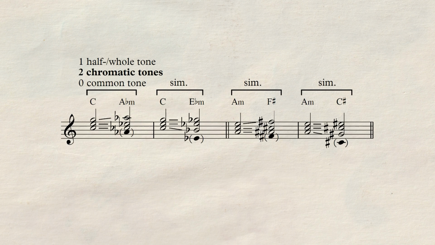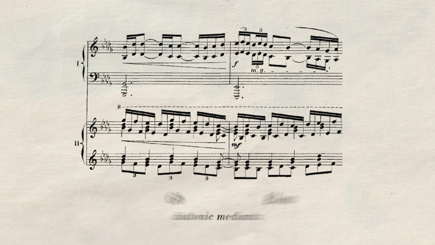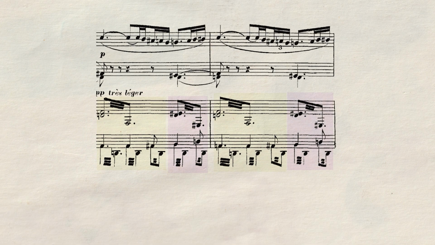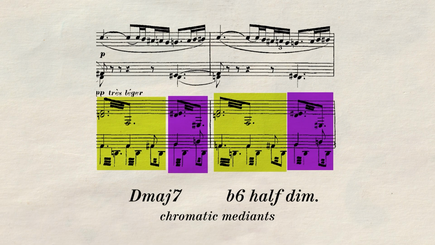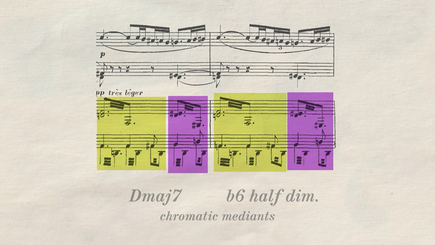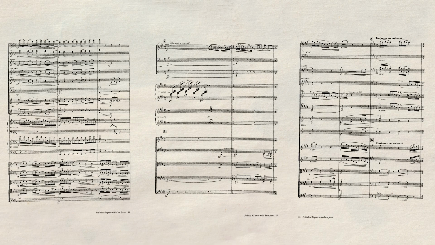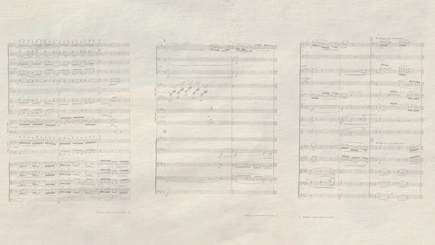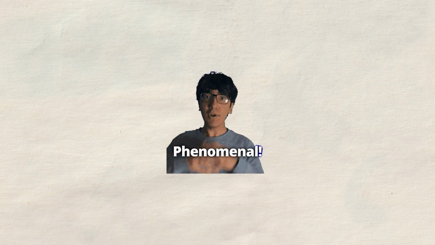Another device is the use of mediants. Simply put, mediant relationships are chords whose roots are a third apart. If they belong to the same key, we call them diatonic mediants. If not, they are chromatic mediants. Debussy uses both, see page 19, Rehearsal 2 and Rehearsal 5, which allows him to shift harmonies in fresh but still convincing ways. One remarkable passage occurs on page 4, bar 4.